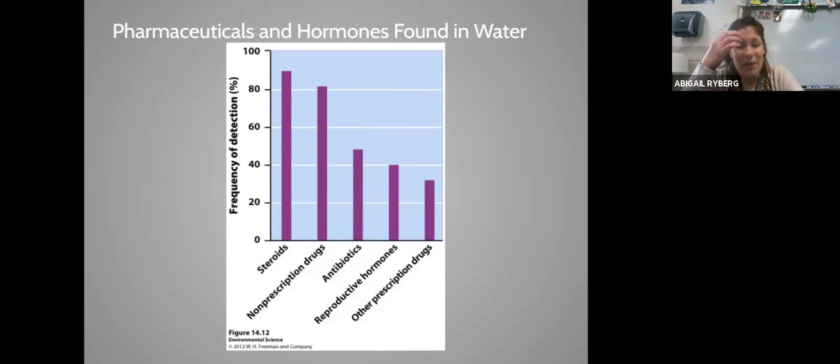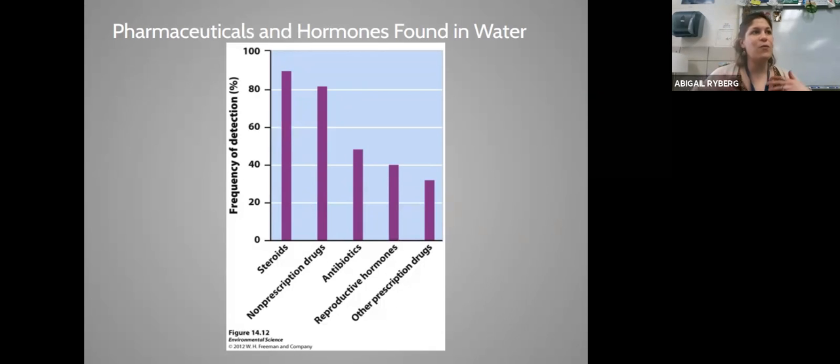I just think this is so interesting. So this is from 2012, but really, it's probably not very outdated. So pharmaceuticals, which are medications, and hormones found in water. If you look here at the frequency of detection, steroids are oftentimes, like 90% of the time, present in water. Steroids.